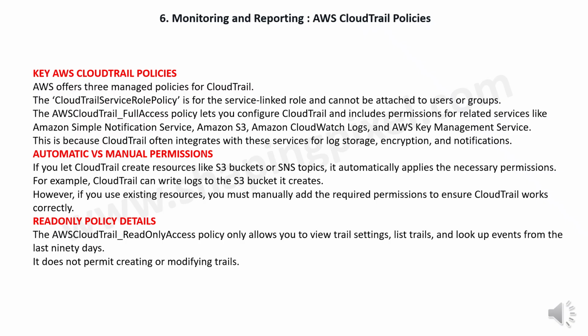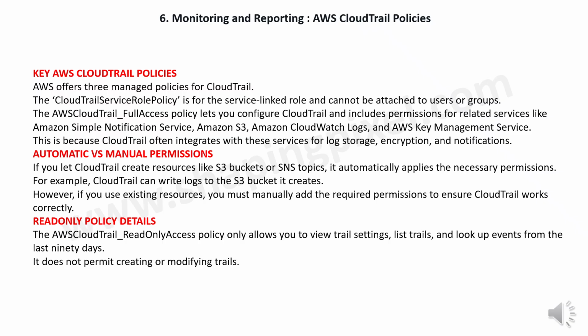AWS offers 3 managed policies for CloudTrail. The CloudTrail's service role policy is for the service-linked role and cannot be attached to users or groups. The AWS CloudTrail Full Access policy lets you configure CloudTrail and includes permissions for related services like Amazon Simple Notification Service, Amazon S3, Amazon CloudWatch Logs, and AWS Key Management Service. This is because CloudTrail often integrates with these services for log storage, encryption, and notifications.